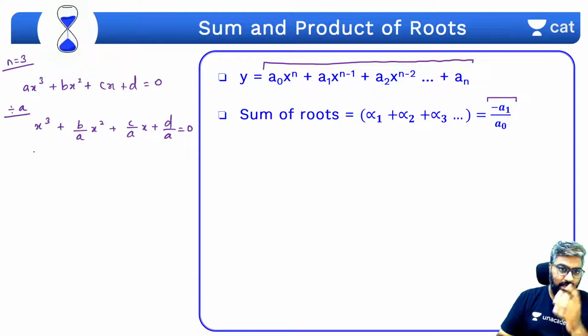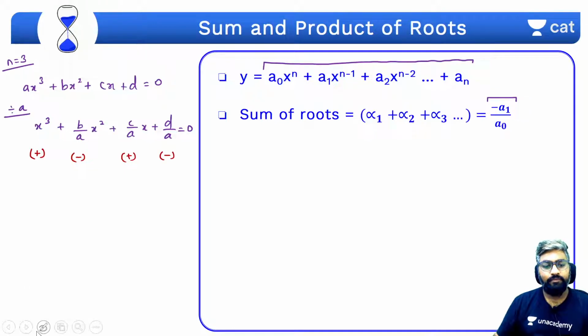Whatever has your degree, that will be assigned positive always. So start from positive, next sign will be negative, next will be positive, next will be negative. Now listen to this carefully.